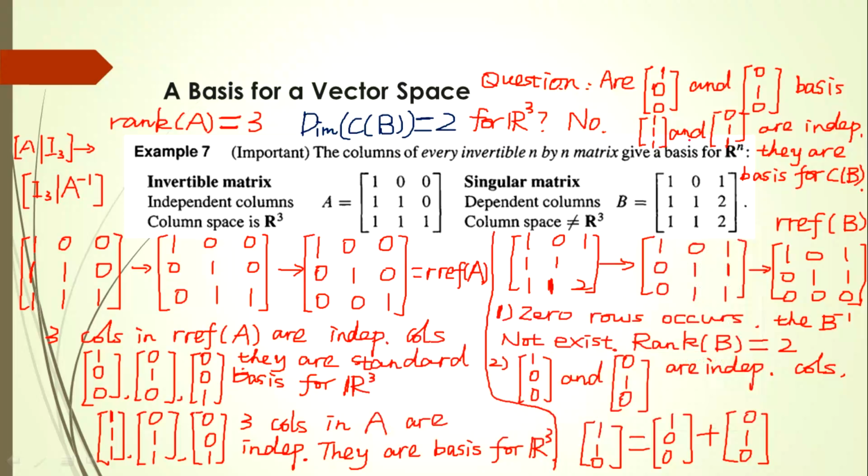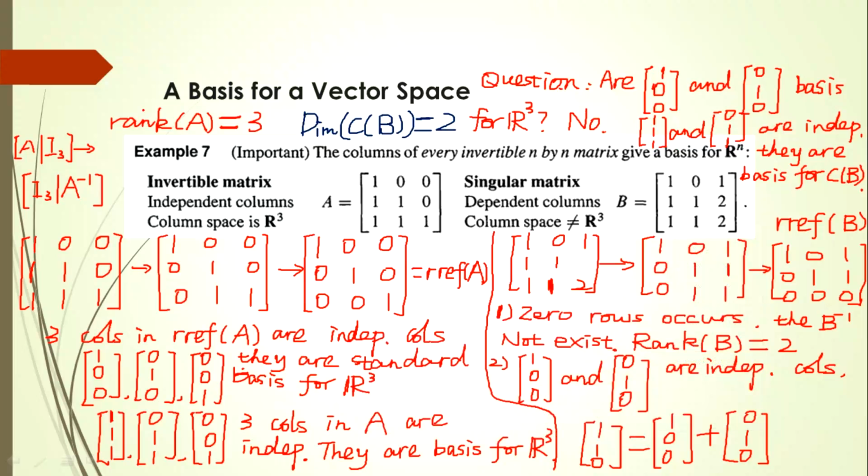Those 2 vectors, the first and second columns in B, are independent columns. They are the same as 1, 0, 0 and 0, 1, 0. They cannot span the full R3, but they can span the column space of matrix B. So they are a basis for the column space of B, and we know that the dimension of the column space for matrix B is 2.